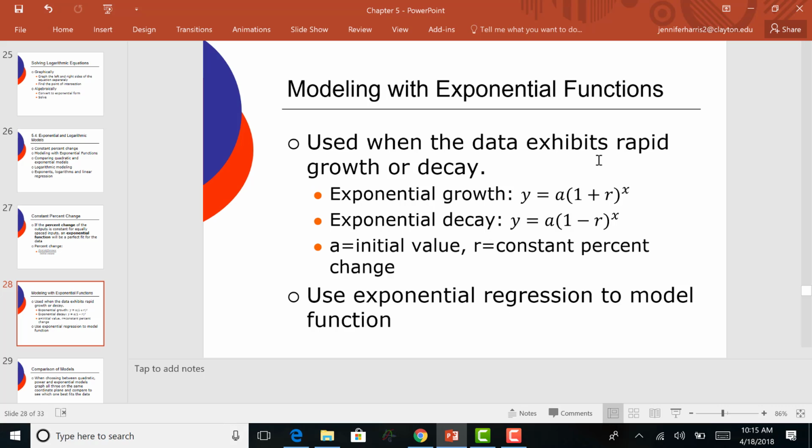Okay? What's coming up next towards the end of this section is we're going to use this associated with money. So you're going to say, hey, my initial value was $1,000 and my rate was 0.05. So I want to figure out how much money will I have after a certain number of years if my interest is 0.05. So we're going to eventually get to that towards the end of this slide.